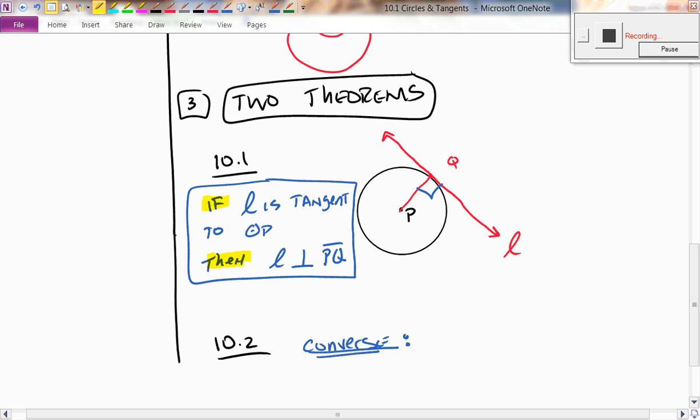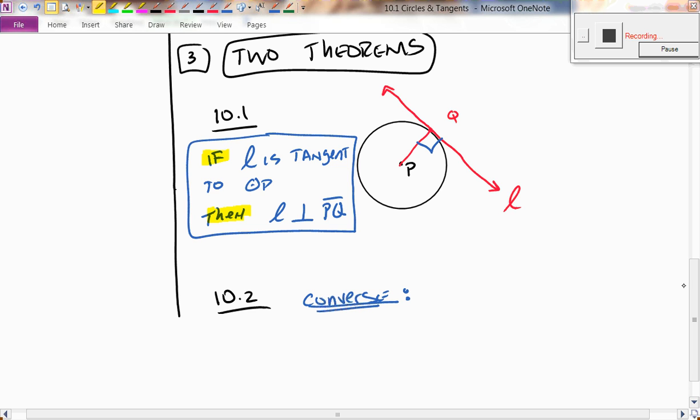What's the converse? Yeah, Jared. If L is perpendicular to PQ, then L is tangent. You got it. You hit it right on the head. He said if L is perpendicular to PQ, then L must be tangent to circle P. So is it okay if I just write converse there? Does everyone understand what I mean by that? Yeah. All right, good.